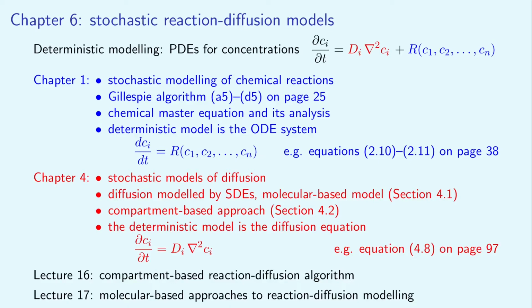The corresponding stochastic modeling was covered in chapter 1, where we discussed the Gillespie algorithm and its analysis using the chemical master equation. The red term corresponds to diffusion, and we have discussed the corresponding stochastic models of diffusion in chapter 4, including molecular-based modeling in section 4.1 and compartment-based modeling in section 4.2.